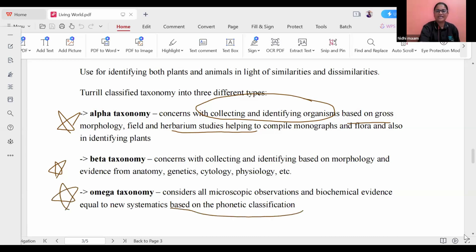It is based on phonetic classification of new systematics. Next.